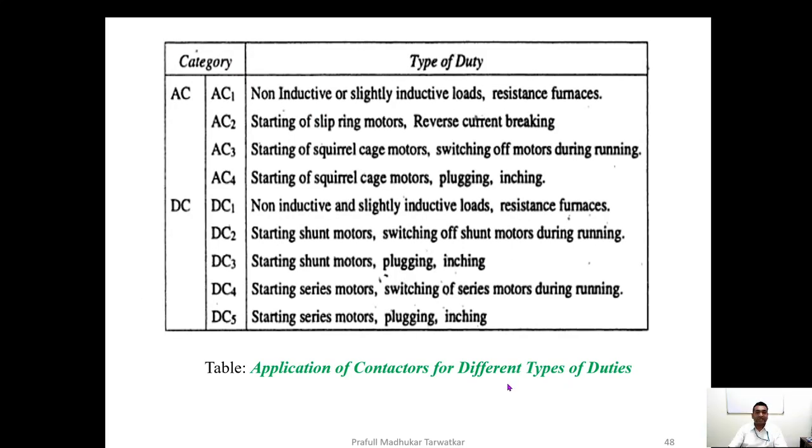Here is a list of those AC and DC contactors along with their duties they have to perform. Now AC contactors are classified as AC1, AC2, AC3, AC4, and all these are having a specific duty to be performed. Here also they are having DC type of contactor ranging from DC1 to DC5 along with their corresponding duties which they have to perform. You can have a look over this table for selecting a particular type of contactor for the respective nature of duty they have to perform. Have a look.